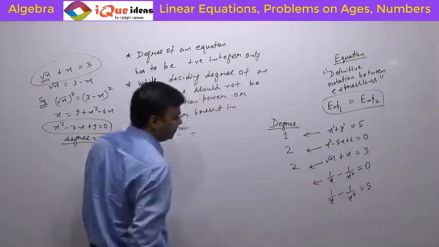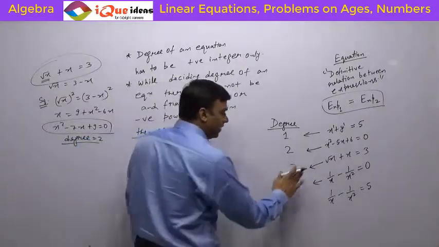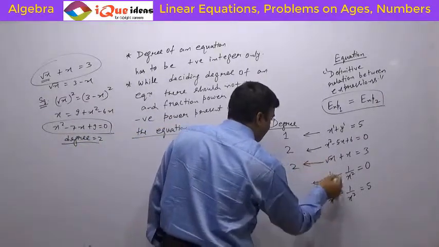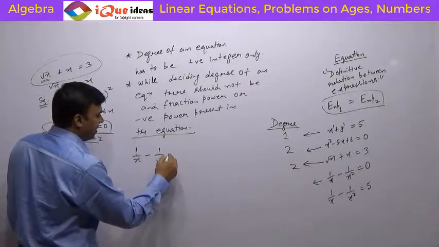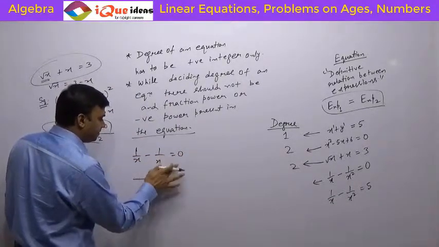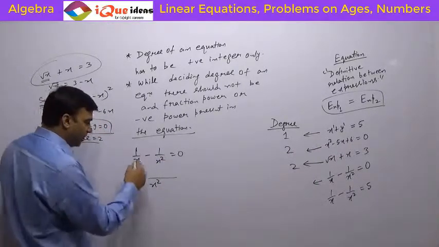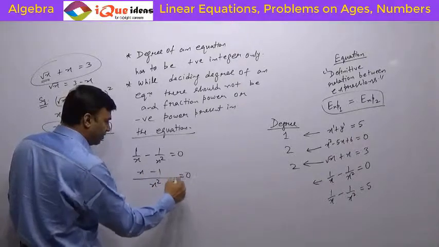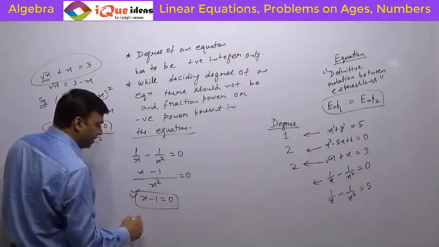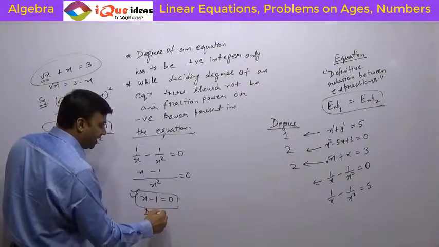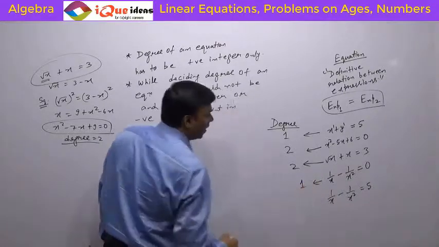Now let's look at this one. Again, what is the degree of this? Degree of an equation, we are already saying that it cannot be negative. So first we need to simplify this. 1 by x minus 1 by x square equal to 0. So take LCM. If you take LCM, in denominator you will have x square. In numerator we will have x minus 1, that is equal to 0. So this gives us x minus 1 is equal to 0. So from here you can see that the degree of this equation is 1.